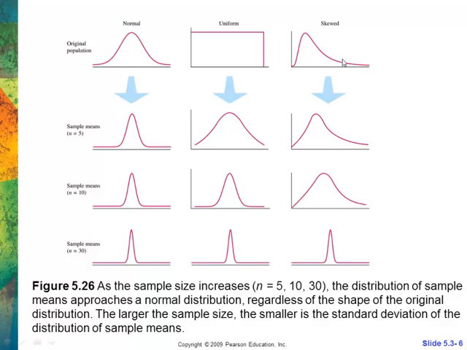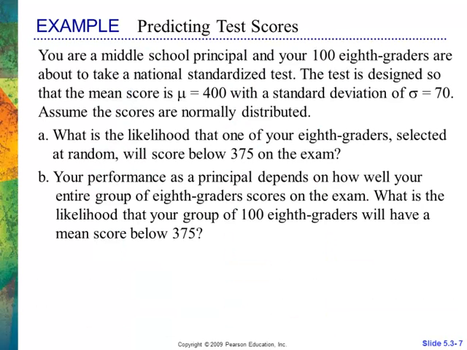If it's skewed, the same thing occurs. As I have a skewed original population, at 5 it's still a little skewed, but it's getting closer. At 10, it's still a little skewed. The standard deviation is getting smaller. But notice here when I get to 30, I'm getting a normal curve. So that's the important thing: as sample size increases, we'll get to normal. And when we get to 30 or bigger, we should have a normal curve.